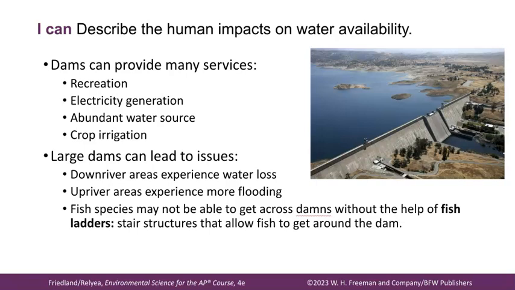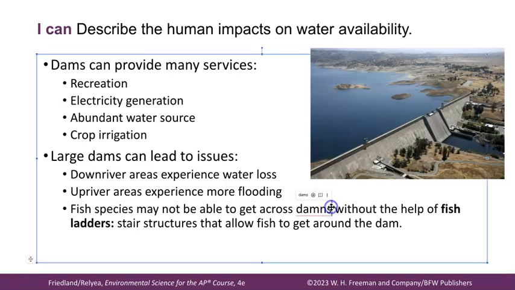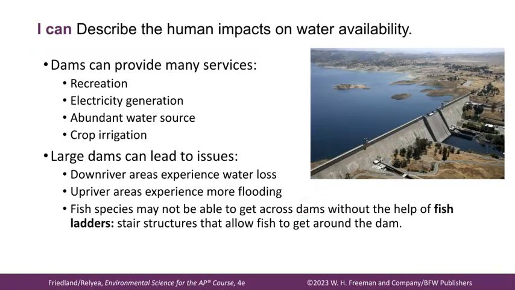Okay, so the problems with dams is downriver experiences water loss, so you are limiting the amount of water that goes downriver. Upriver, you have more flooding, and then of course it influences the fish species. And so fish species may not be able to get across the dams without the help of fish ladders. And we learned that back in Unit 6.